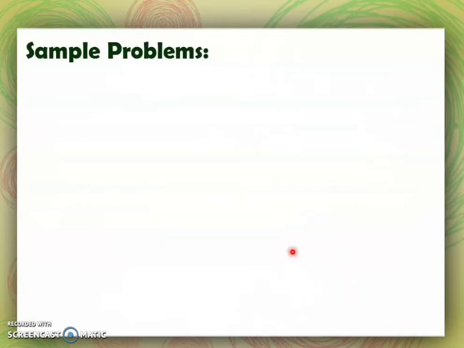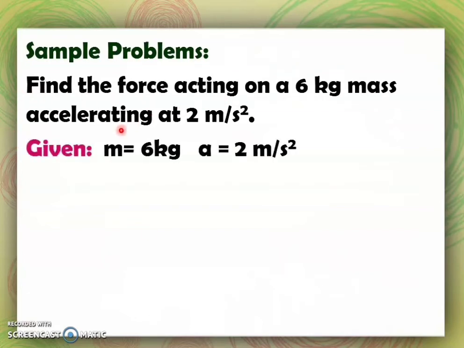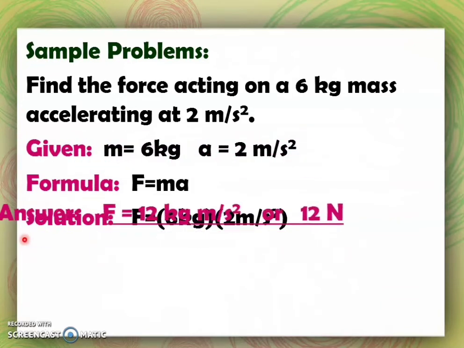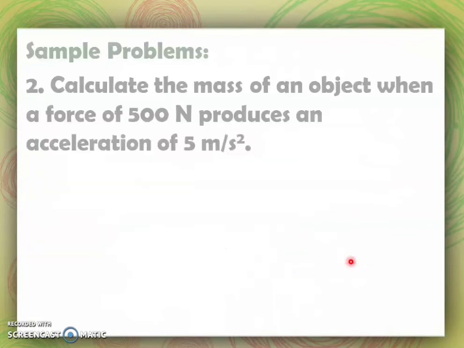Let's practice some sample problems. Find the force acting on a 6 kilogram mass accelerating at 2 meter per second squared. Write the given first, then the formula, finally your solution. Then you will arrive with the answer of 12 kilogram meter per second squared, or simply 12 Newton.